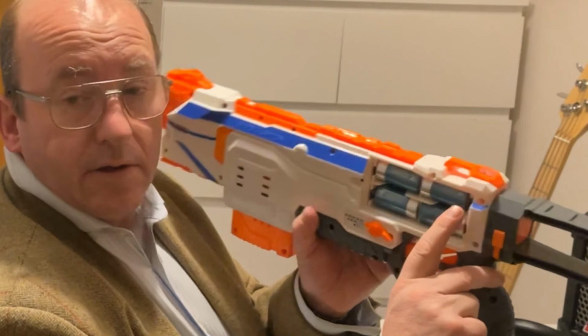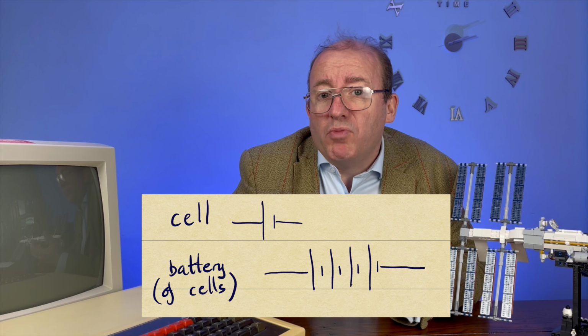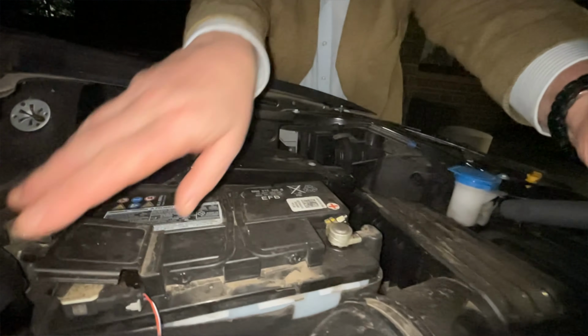Another way to increase the energy being carried around a circuit is to increase the voltage supplied. This is a cell, it supplies 1.5 volts. This is a battery, it supplies 6 volts. A battery is just more than one cell. This is a battery that supplies 12 volts. It's made up of lots of cells inside. So what do we mean by voltage?